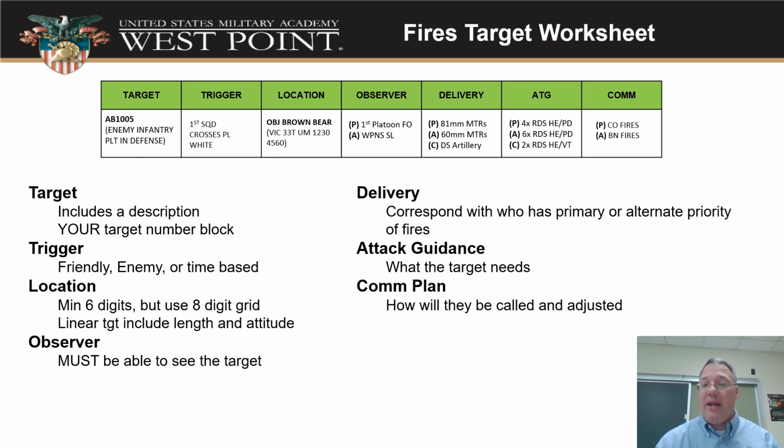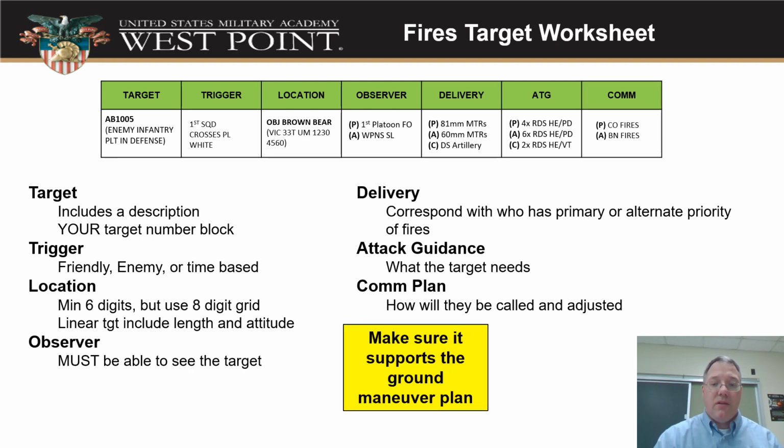And then your comms plan, how are you going to call for it? Take a look at the company commander's op order, because there's probably some information there that might tell you about what fires nets to use, okay? Typically, you might see something like the company's fires net is your primary and your alternate to jump up to battalion fires net, all right? So that's usually a good guess, but take a look at the company op order, see what it tells you.